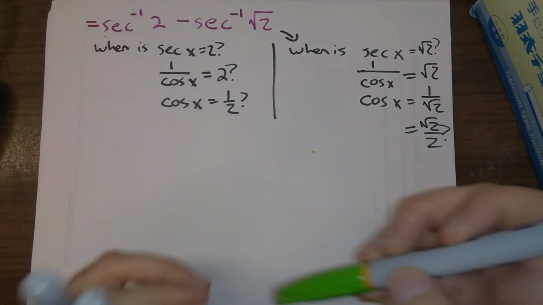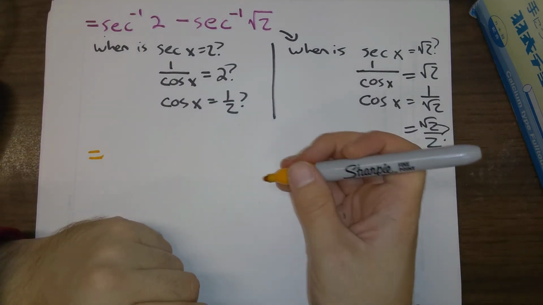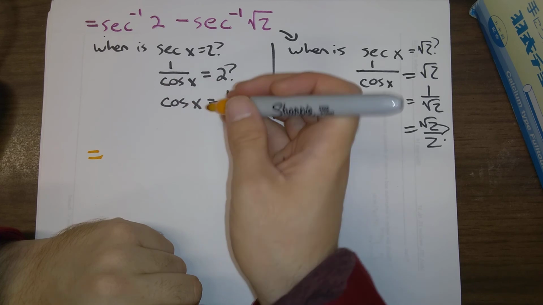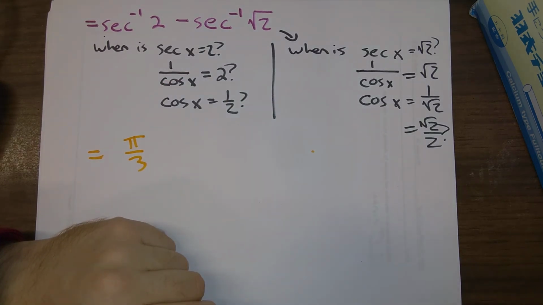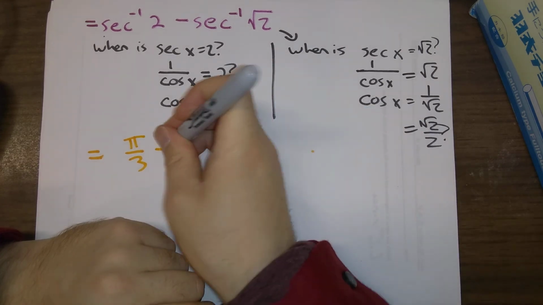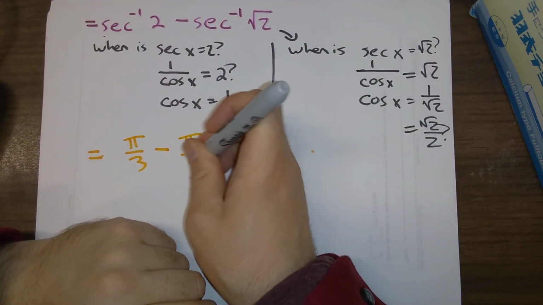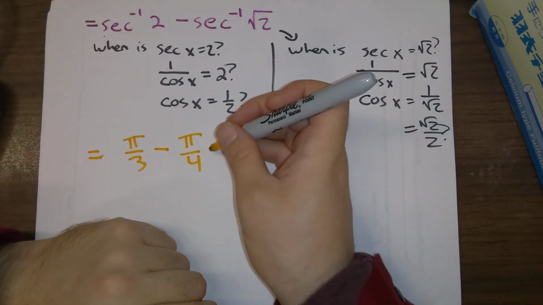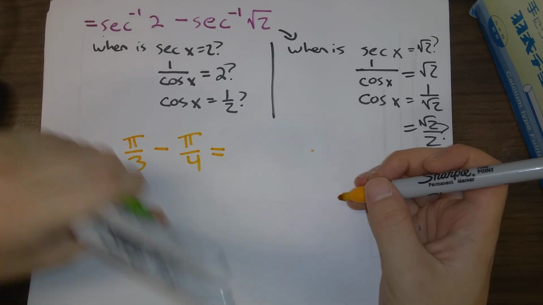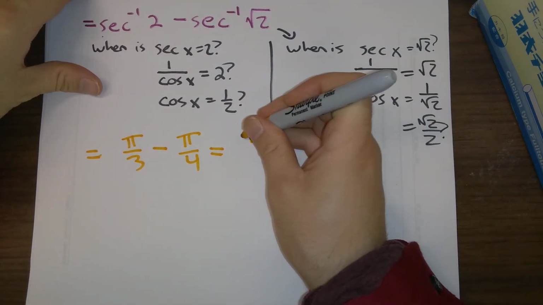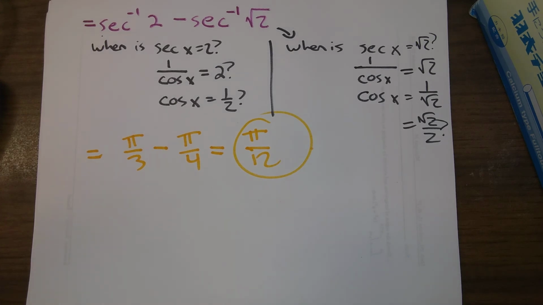We should know that when x is pi over 3, cosine of pi over 3 is 1/2. When x is pi over 4, cosine of pi over 4 is root 2 over 2. So our final answer here is pi over 3 minus pi over 4, which is pi over 12. That is our final answer for this problem.